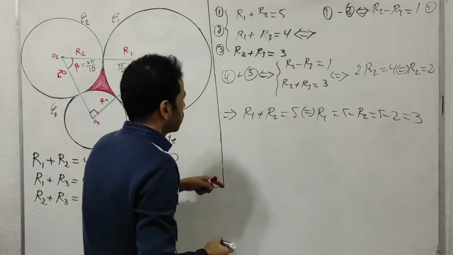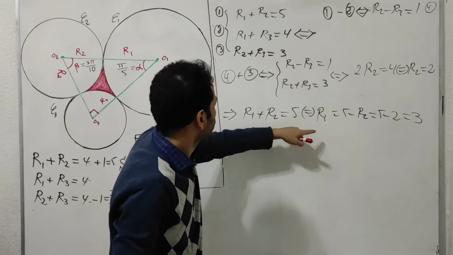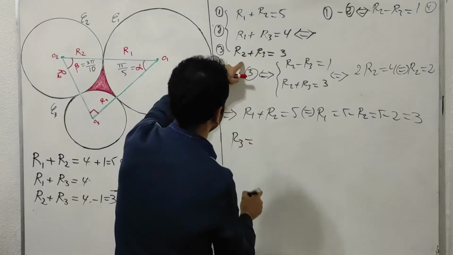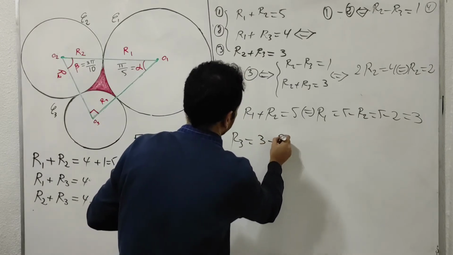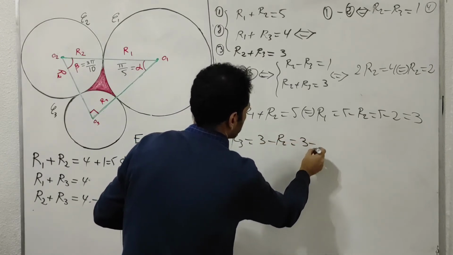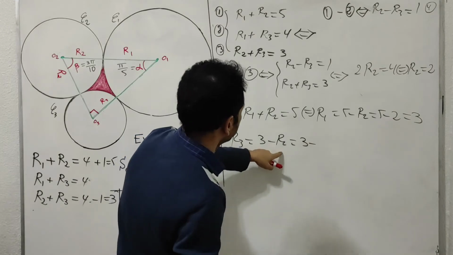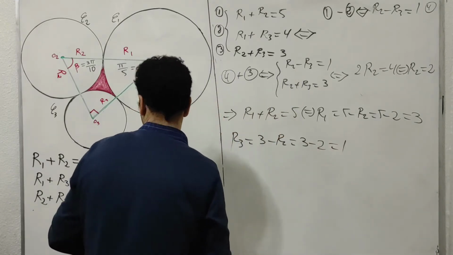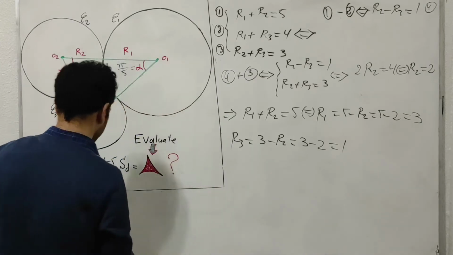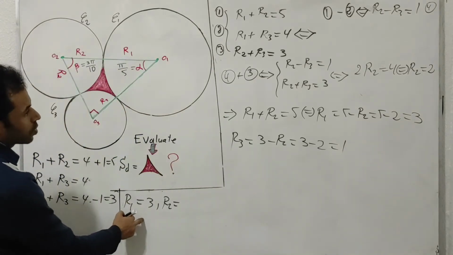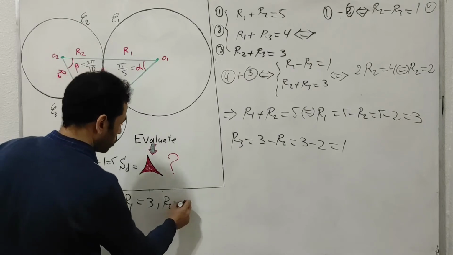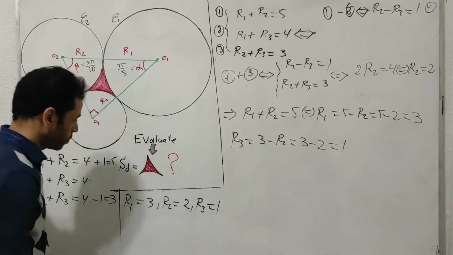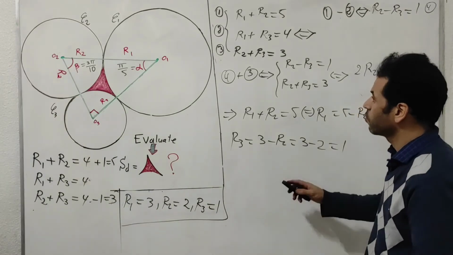Okay, since I know R1 and R2, I need R3. So from this equation, R3 equal 3 minus R2. That means 3 minus R2, which is 2. That means 1. Now I found all these values: R1 equal to 3, R2 equal to 2, and R3 equal to 1. Okay, I'm going to clean up the board and move on to the next step.